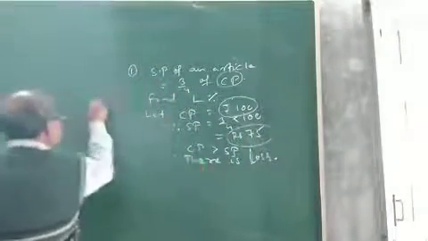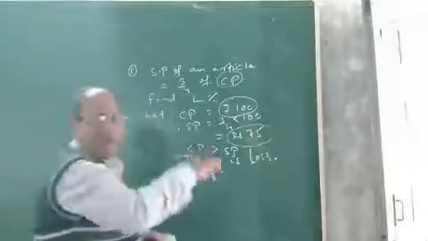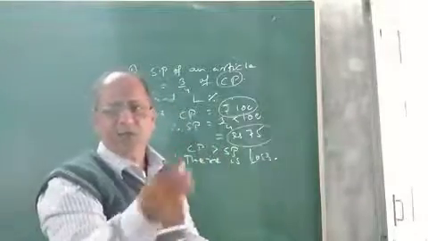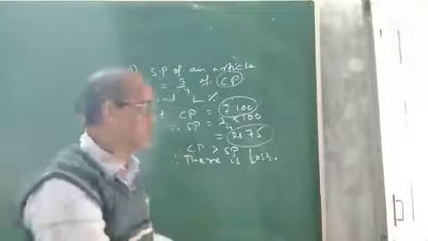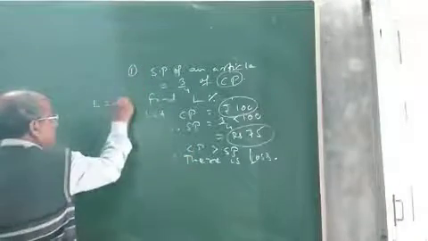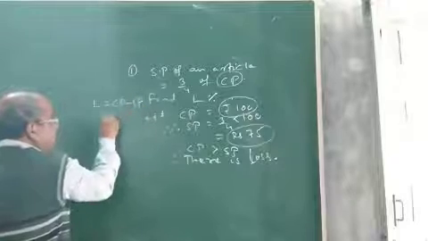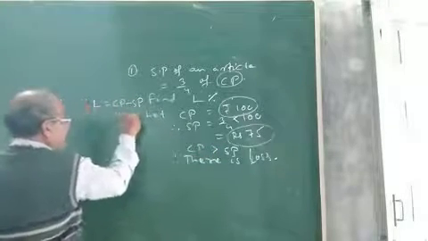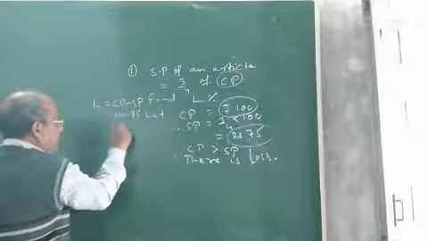So there is loss. What is the formula for loss? Now let us recall the formula for loss. As CP is greater than SP, no doubt CP minus SP will give you the loss. So find the loss. It is CP minus SP. CP is 100, SP is 75. So the loss will be rupees 25.